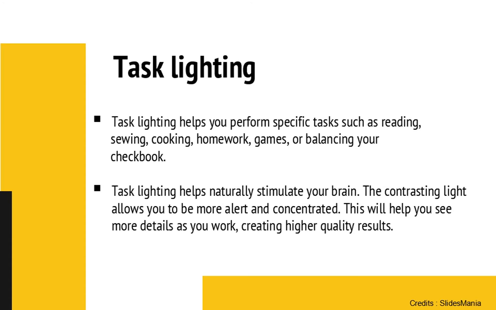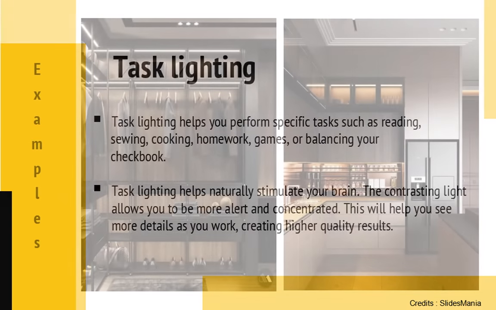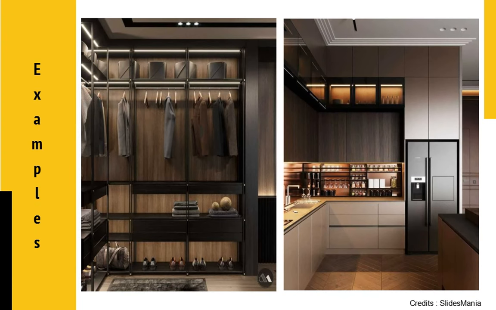Let's look at some examples. As you can see in the first picture, how light is strategically used in the wardrobes to see things perfectly in order to perform the task without making any mess. And likewise, in the second picture, the kitchen counter is perfectly lighted in order to perform tasks like cooking, chopping, washing, and so on.